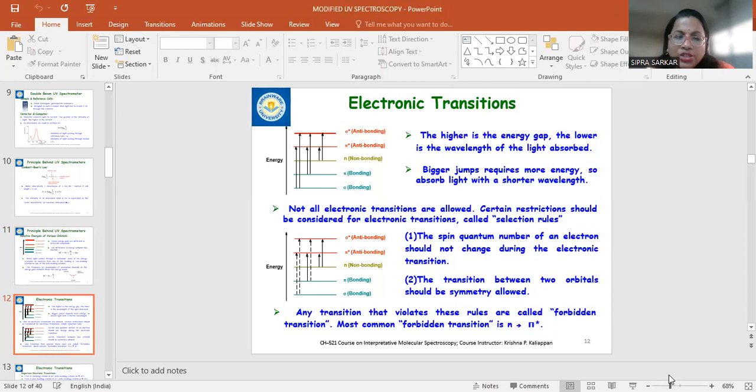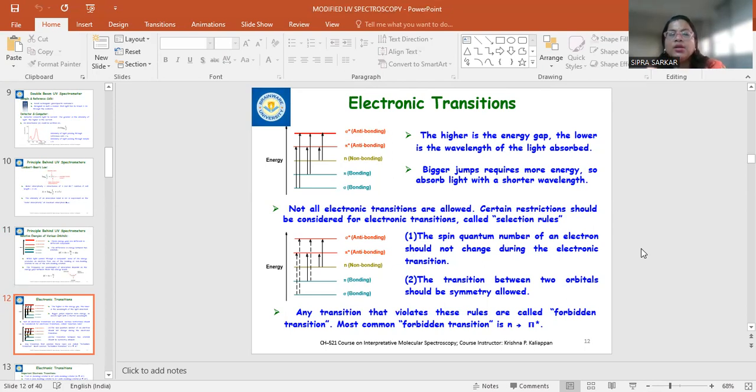So for electronic transitions, you can see the structure here: energy transition from sigma to sigma star requires the highest energy. Like from sigma to pi star, energy is lower, and in this way pi to pi star, n to pi star, and n to sigma star. The bonding energies are like this. The higher the energy gap, the lower the wavelength of the light absorbed.